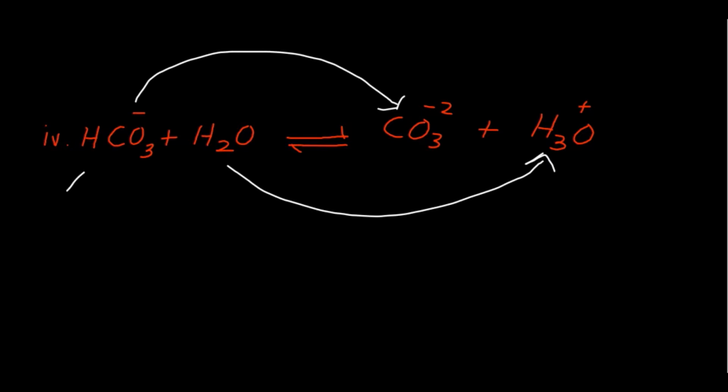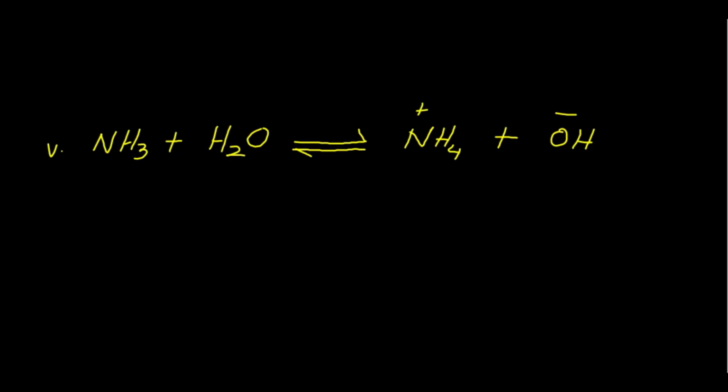Bicarbonate ion is proton donor. It donated its proton to water. Since it is proton donor, that's why it is Bronsted acid. While water is proton acceptor, that's why it is Bronsted base. I hope this is clear. Now we'll see the next question.